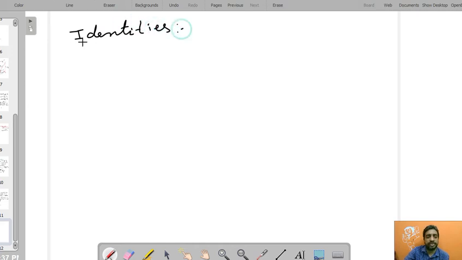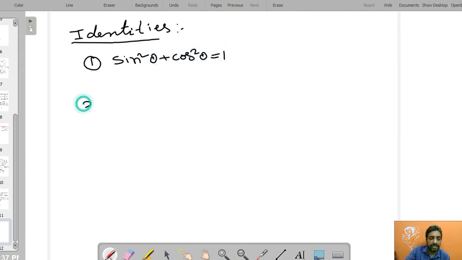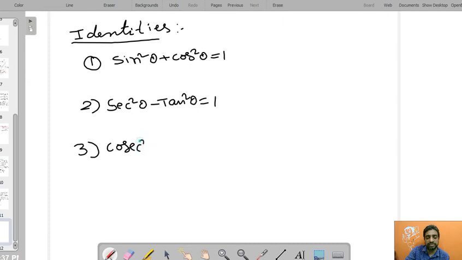So what are these identities? Let us see. The trigonometric identities, there are three identities. One is sine square theta plus cos square theta is equal to 1. The second identity is secant square theta minus tan square theta is equal to 1. And the third identity is cosecant square theta minus cot square theta is equal to 1.